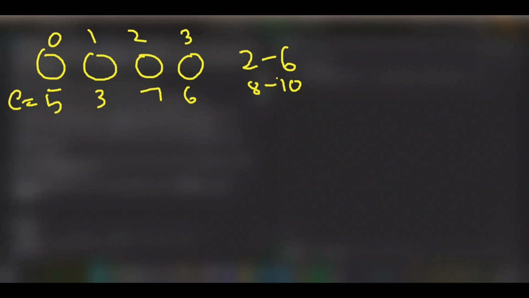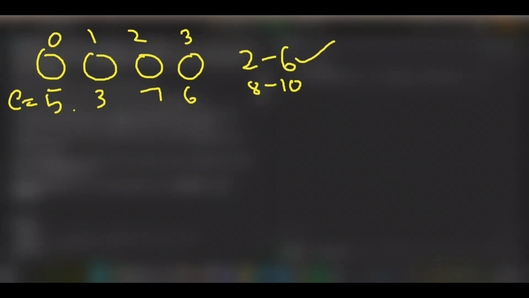Let's understand this problem carefully. So let's first understand the given problem. Can we say we have 3 rooms, so it will be 0, 1, 2, and 3 rooms, and we have already taken the meetings and scheduled a few meetings in the rooms, and all the rooms are engaged. Let's say we have 5, 3, 7, and 6 as the end times of the meetings. These are the end times, and we need to schedule 2 to 6 and 8 to 10, both meetings. First we need to schedule this meeting.